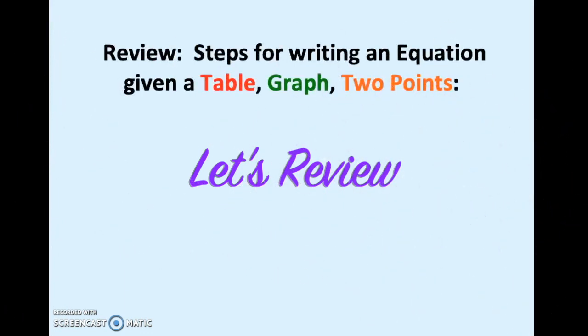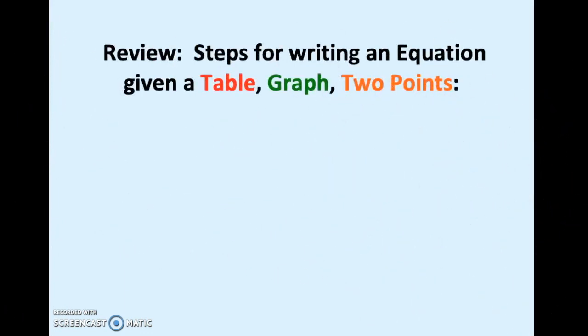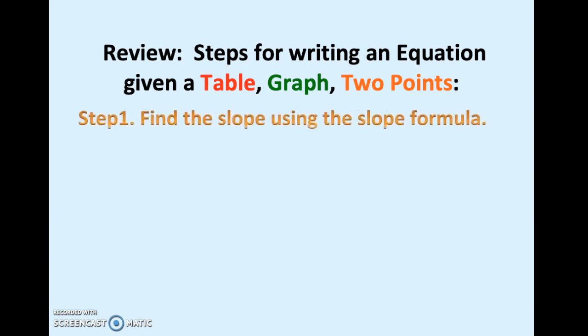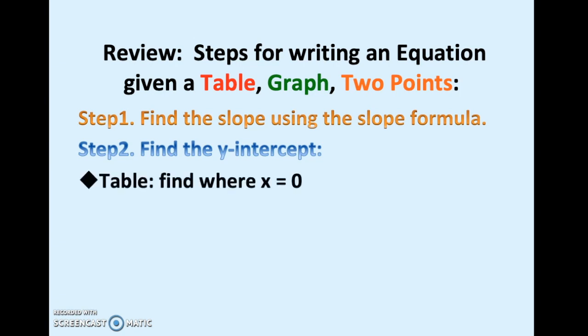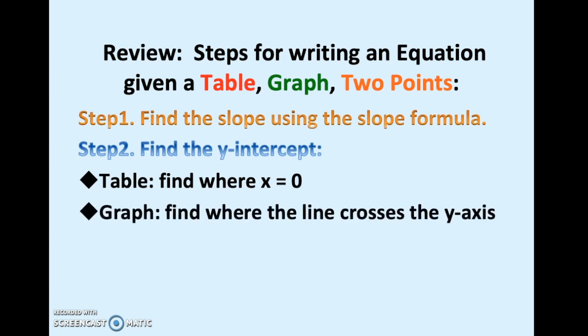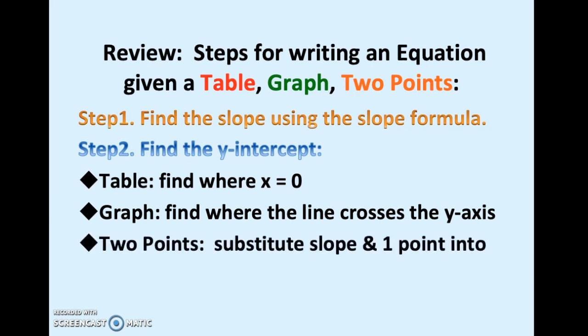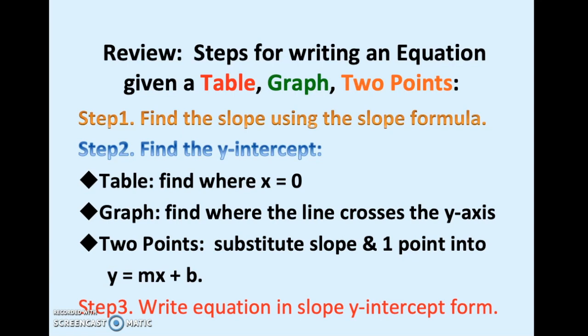Now let's just review the steps for writing an equation given a table, graph, and 2 points. The first step, we want to find slope using any given slope formula. Second step, we want to find the y-intercept. If given a table, you want to find the y-intercept where x is equal to 0. If given a graph, you want to find where the line crosses the y-axis. Given 2 points, you're going to substitute in the slope and 1 point into the y equals mx plus b formula. And finally, step 3, we want to write the equation in slope-intercept form.